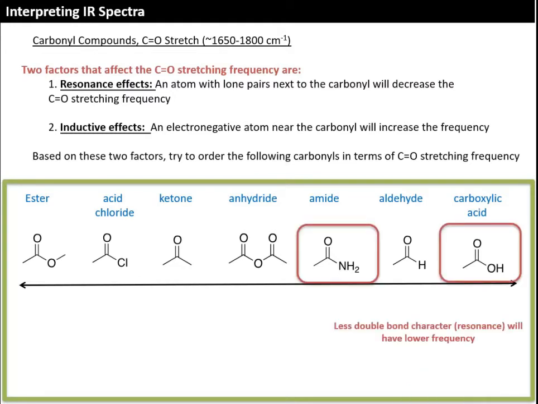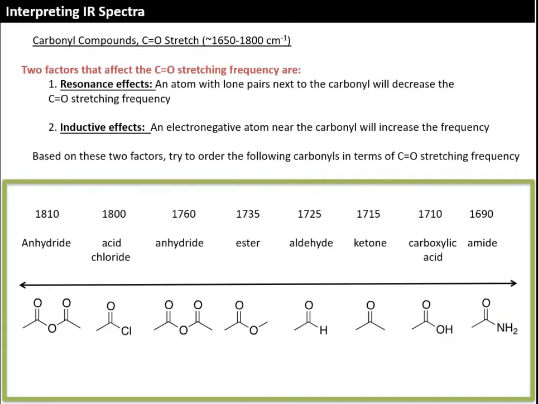The amide and the acid both have resonance structures that can be drawn with the lone pair of the oxygen or the nitrogen atom, and that will result in a lower frequency CO vibration. Carbonyls like acid chlorides will have inductive effects that increase the stretching frequency of the carbonyl. And ultimately, we can order the carbonyls as shown here, with the acids and amides on the right at lower frequencies, and the anhydride or acid chloride on the left at higher frequencies.